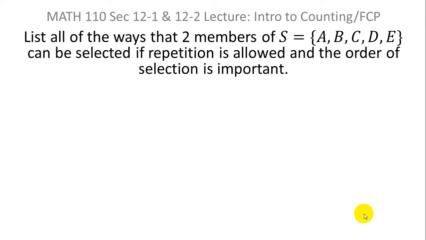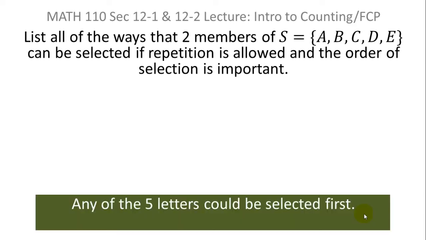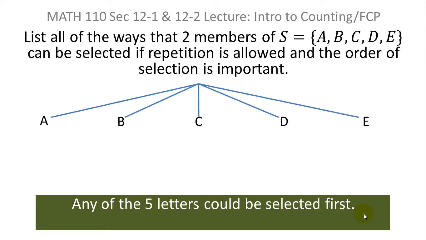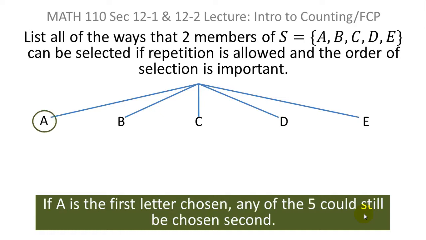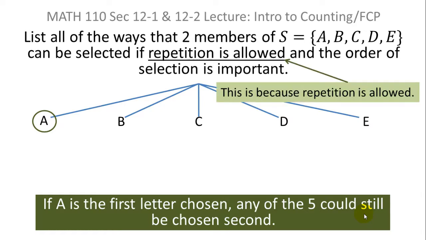Having said that, let's go through the example. In the beginning, it doesn't matter. You can choose A, B, C, D, or E. Free choice. Now, if I start off looking at A, there's no reason why I can't choose A again because it says repetition's allowed. So I can choose A again, or I can choose B, or I can choose C, D, or E. So there's really no restriction at all because I can repeat.